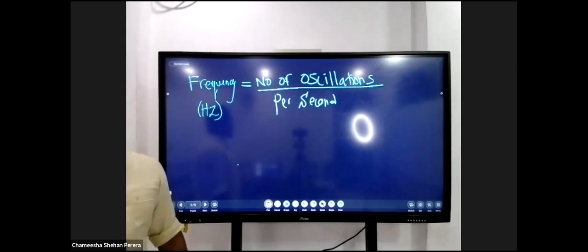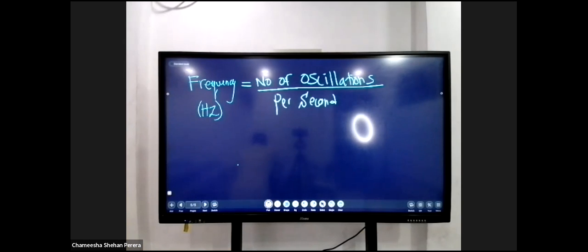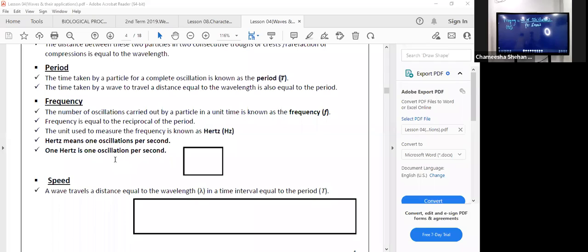So you can write both of these equations here. 1 hertz is 1 oscillation per second, right? You need to write both of these equations.